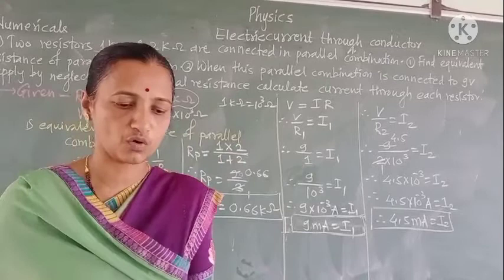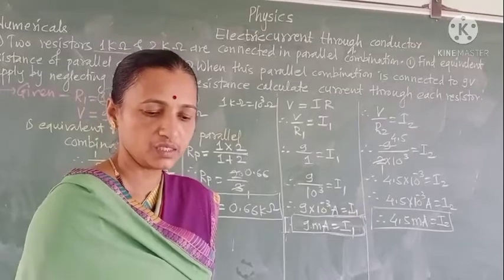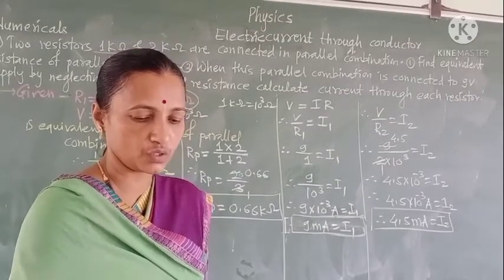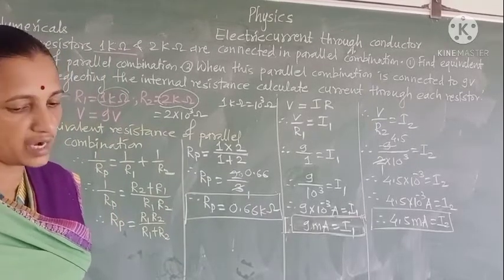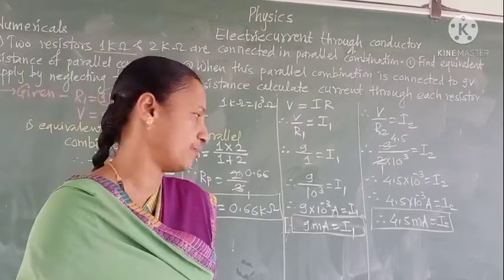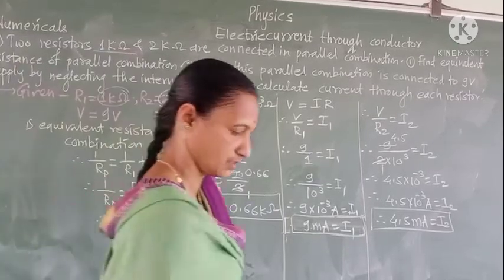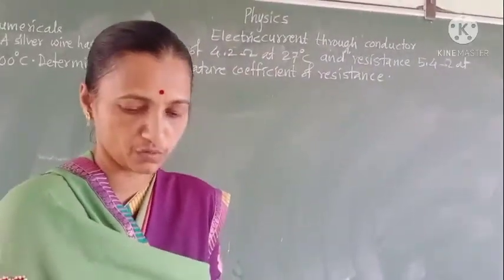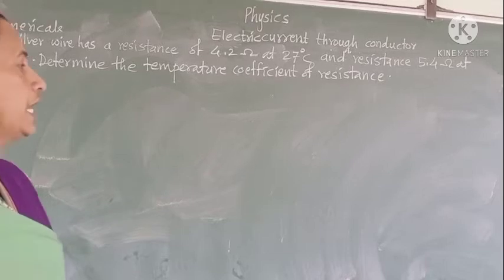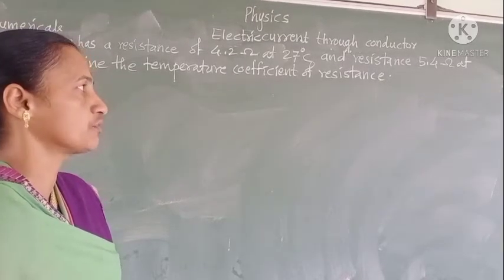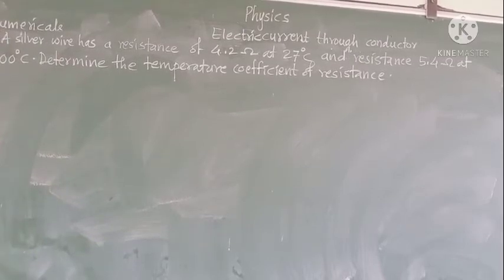That is, first we calculate the equivalent resistance of the parallel combination, which is equal to 0.66 kilo ohm. The current flowing through the 1 kilo ohm and 2 kilo ohm resistance are 9 milliampere and 4.5 milliampere. Means here we have taken 4.5 milliampere current passing through each resistor. Last example, here we have to see that a silver wire has a resistance of 4.2 ohm at 27 degree centigrade and resistance 5.4 ohm at 100 degree centigrade. Determine the temperature coefficient of resistance.